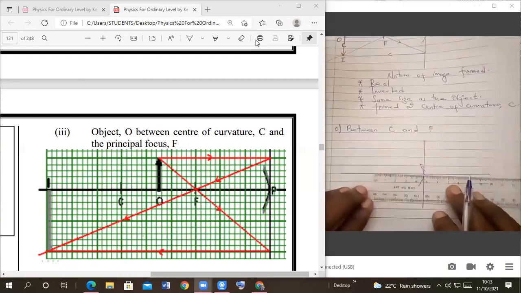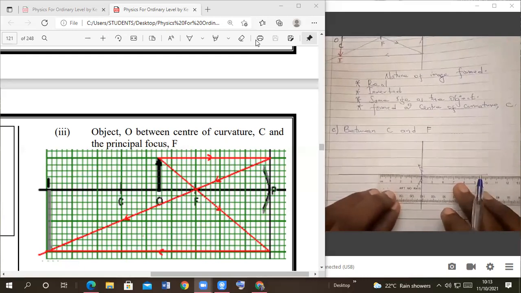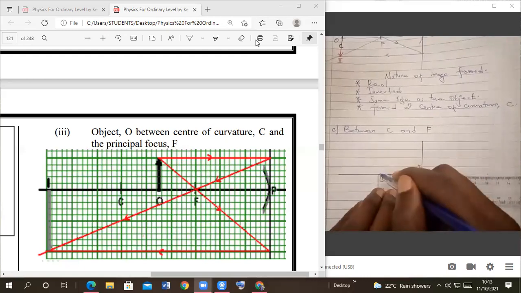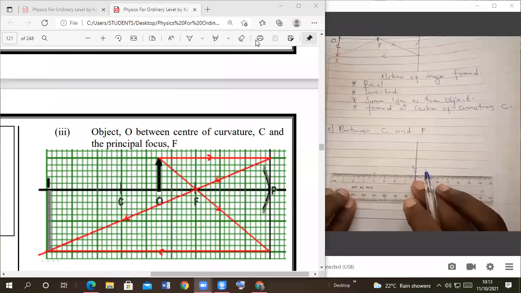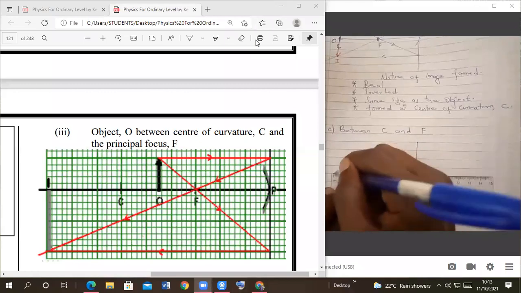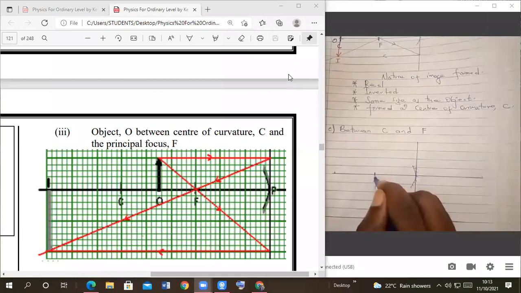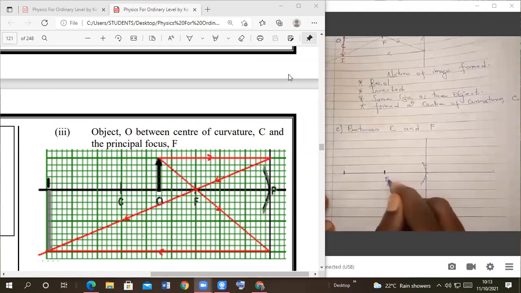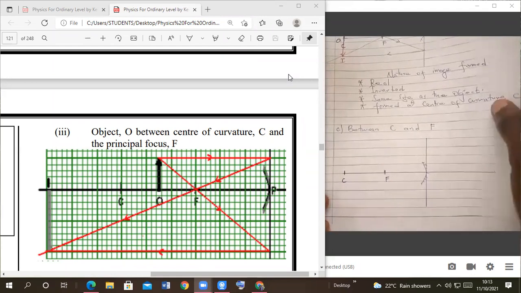Please, can you measure the distance? Which distance should we use? I'm using 4. I told you this distance must be equal, because we have proved it theoretically. For me, I'm using 4. You can use any of your choice, as long as your book can accommodate. Yes. This is my F.